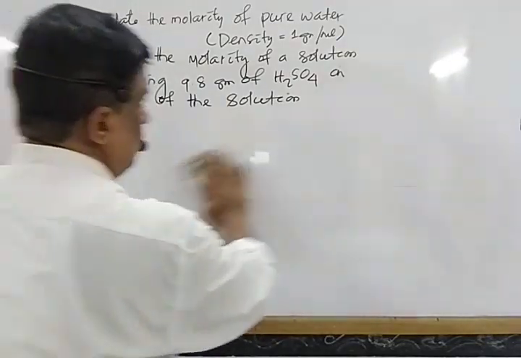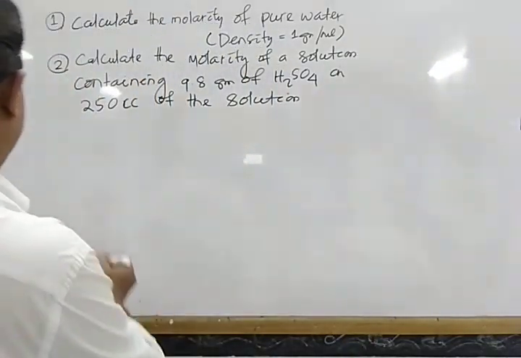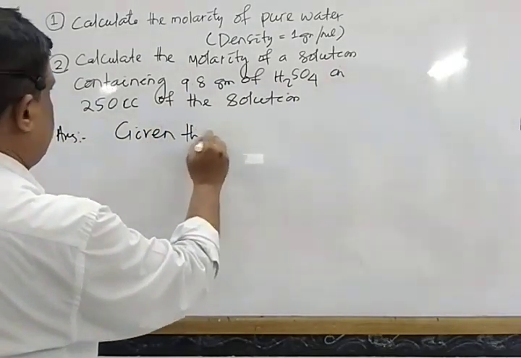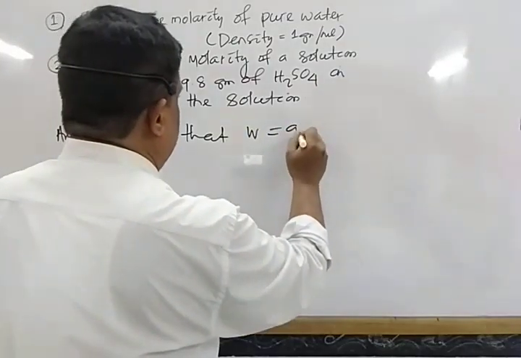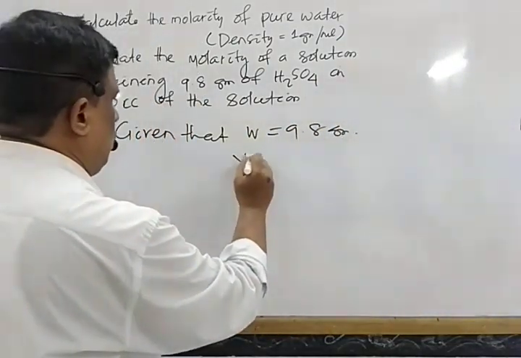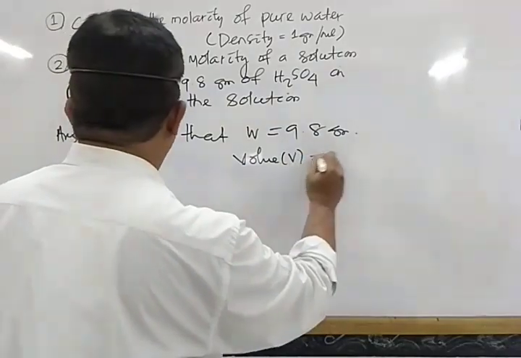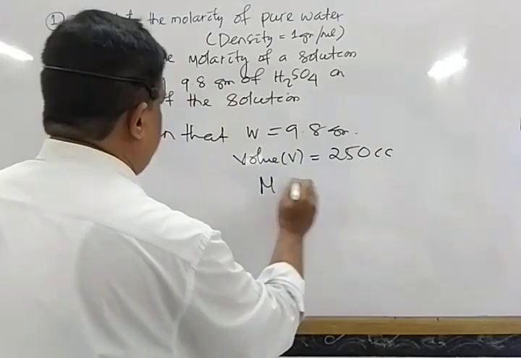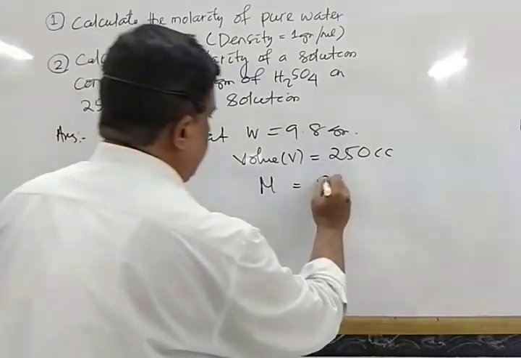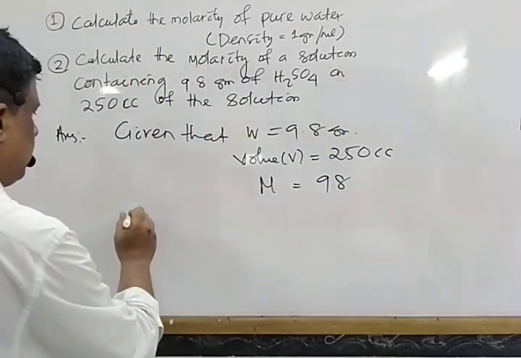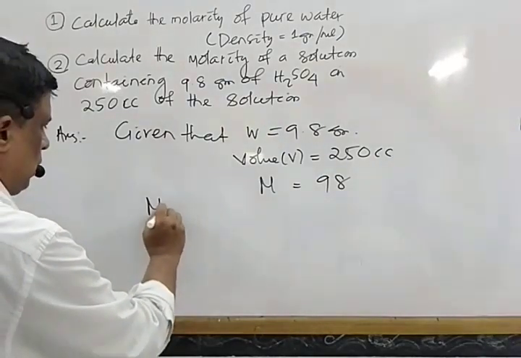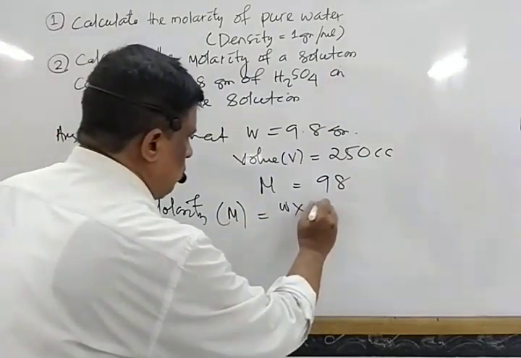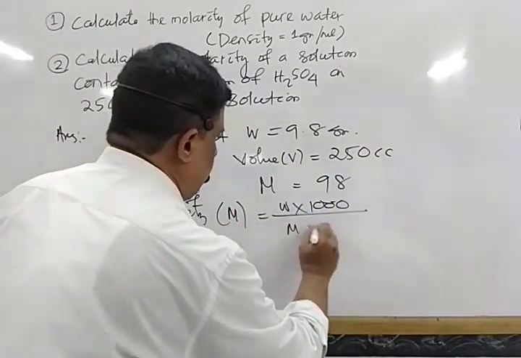What are the data given? Mark that. Answer. Given that W is equal to 9.8 gram, volume V is equal to 250 cc, molecular mass M, we have to calculate the molecular mass of sulfuric acid, that is 98. So putting this value, we know that molarity M is equal to W into 1000 by M into V.